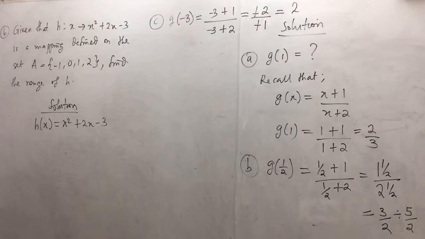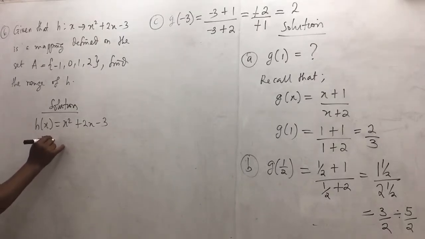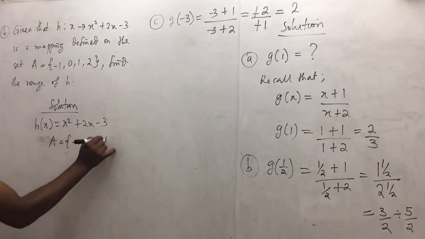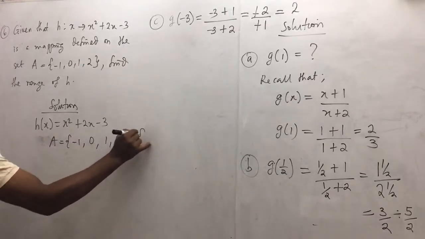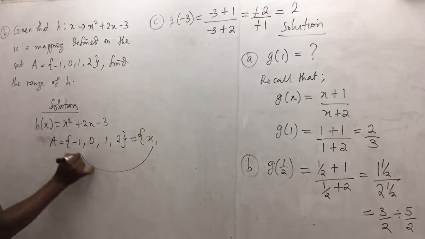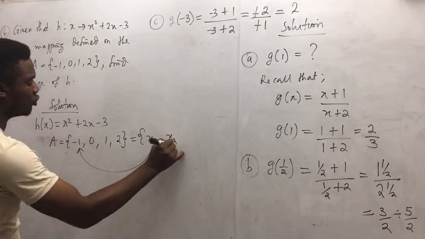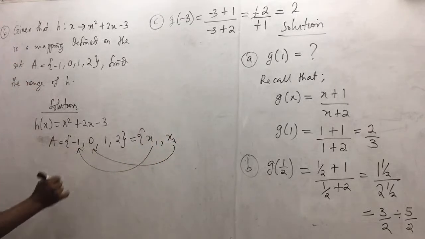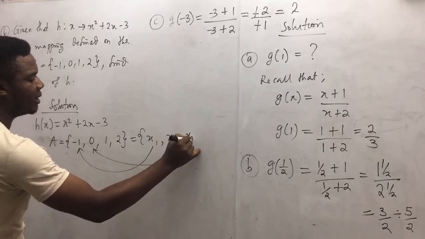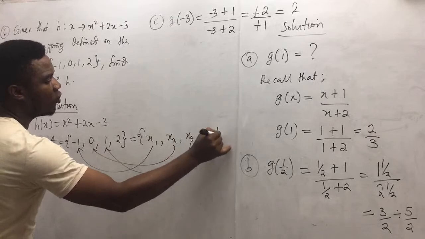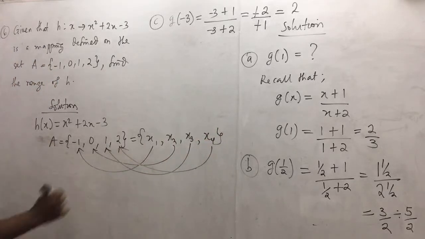Your domain is A. So if A is equal to minus 1, 0, 1, and 2, you can simply write it as x1, where x1 is your minus 1. Okay? You can write comma x2, where x2 is your 0. You can write comma x3, where x3 is your 1. And you can write comma x4, where x4 is your 2.